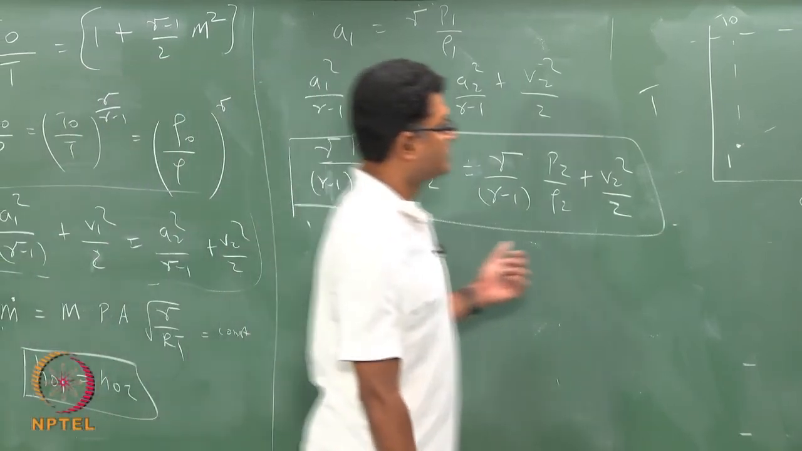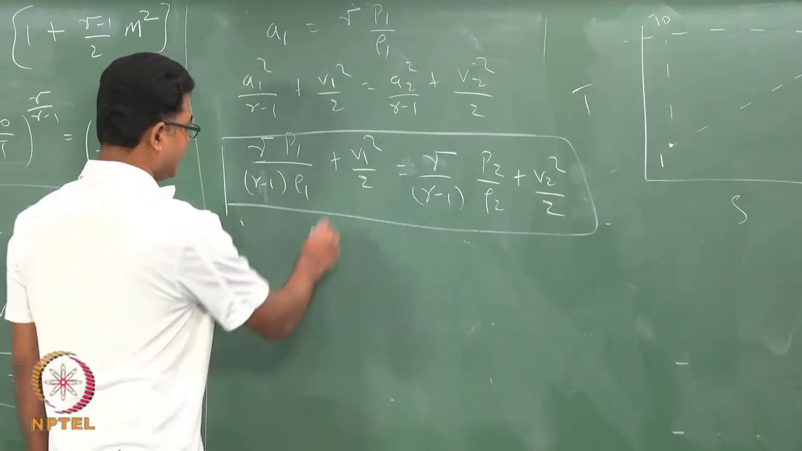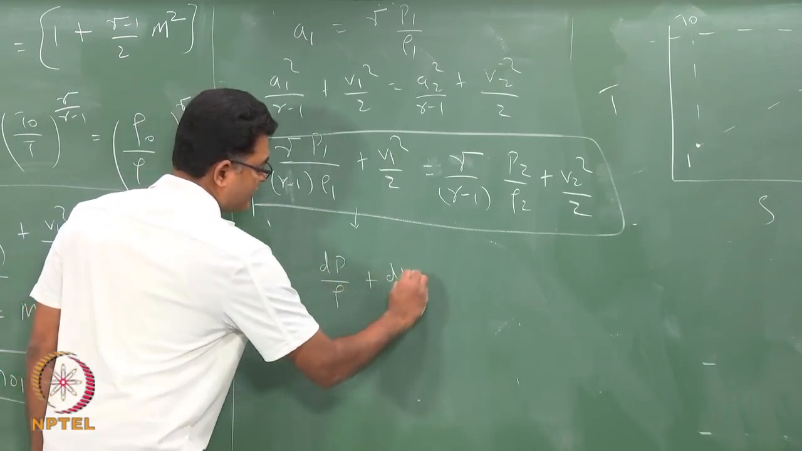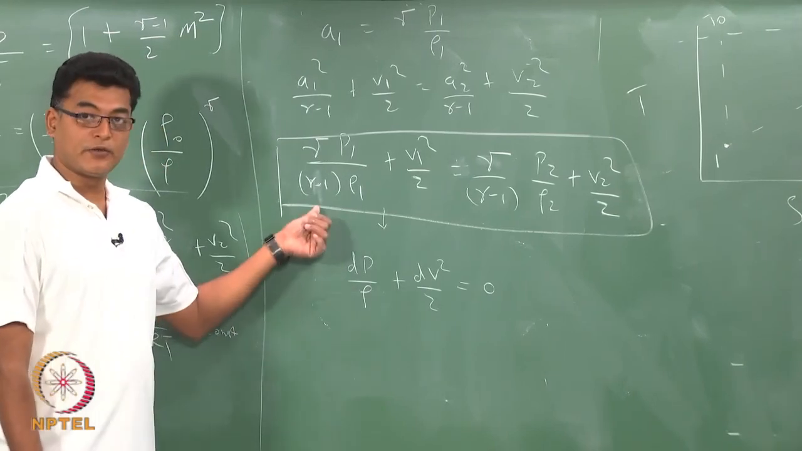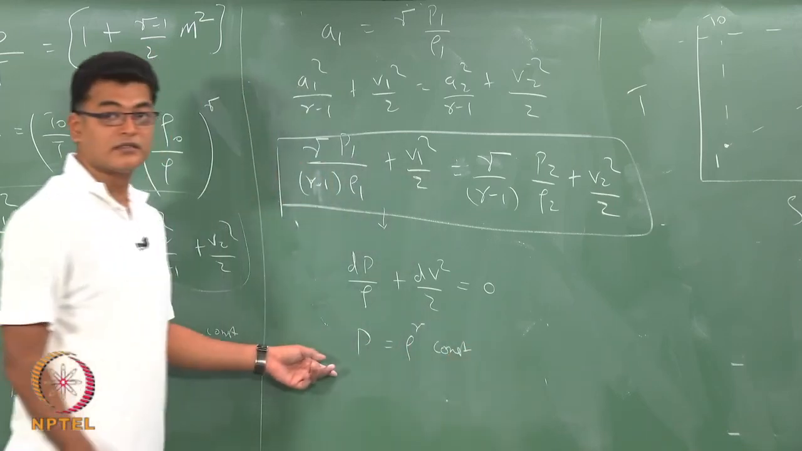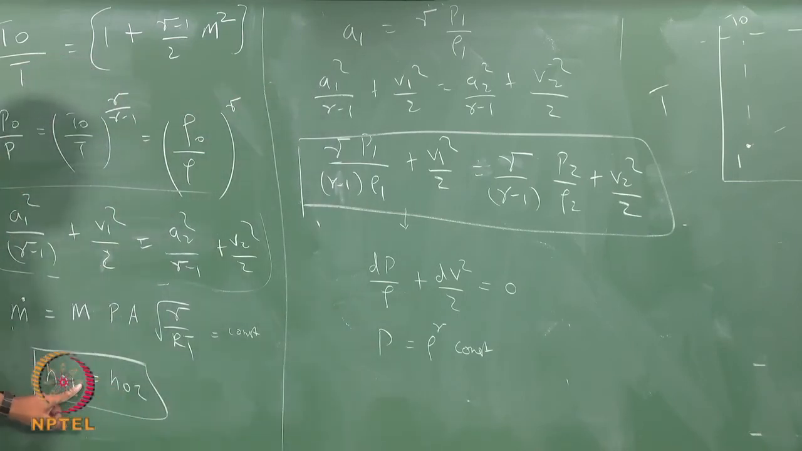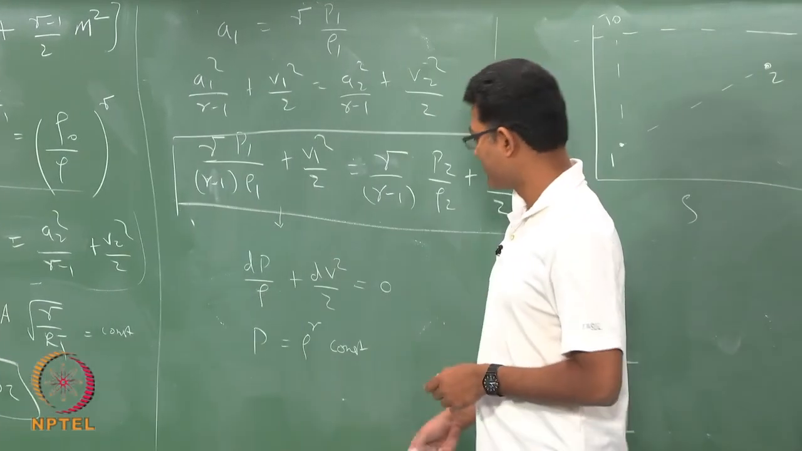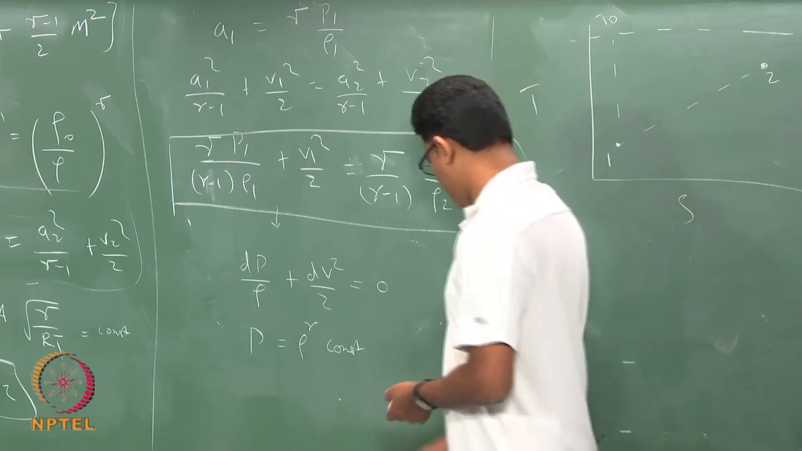So, this relates your static quantities at section 1 and 2, which is originally derived from our integration of dP by rho plus d(V square by 2) equals 0. From this equation, we have integrated and obtained this for an isentropic process, where P by rho to the power gamma equals constant. Now, this is the same thing which we have obtained from the equation where the stagnation enthalpy is the same. So, they are all connected. If density is constant, you can reduce this equation to Bernoulli's equation. Okay.